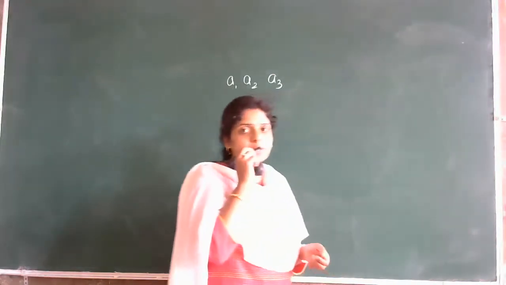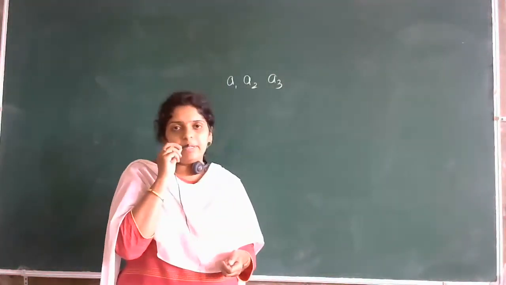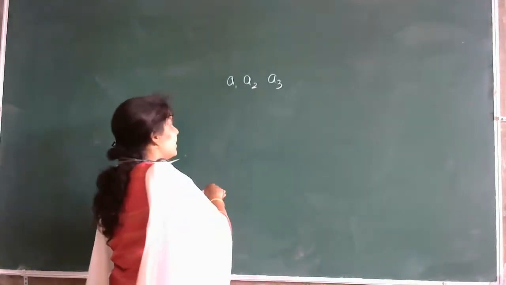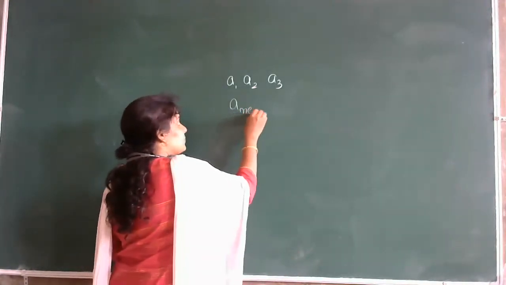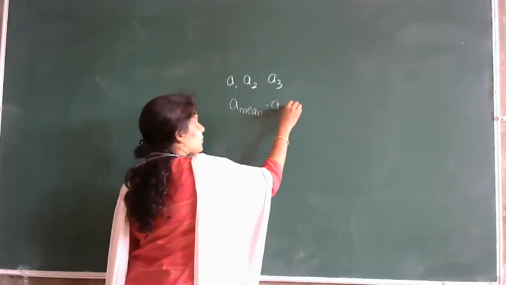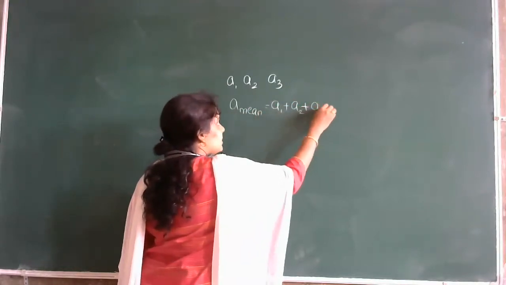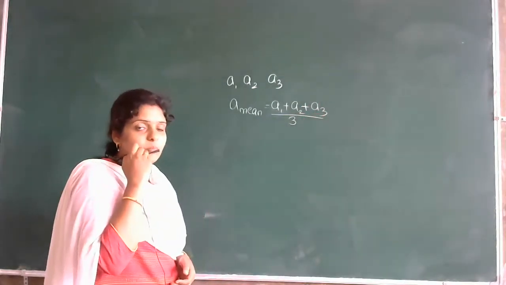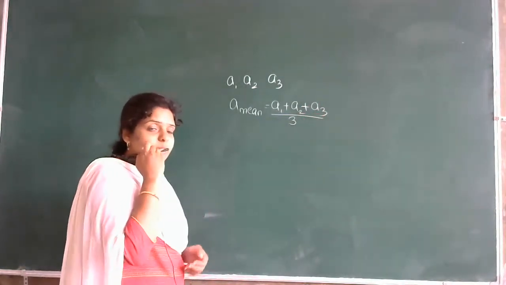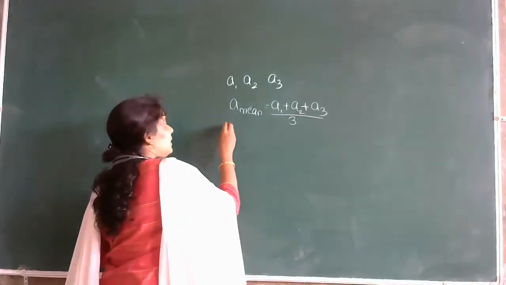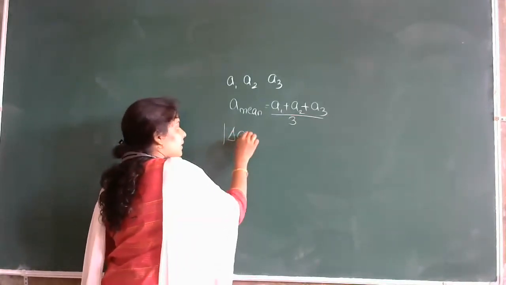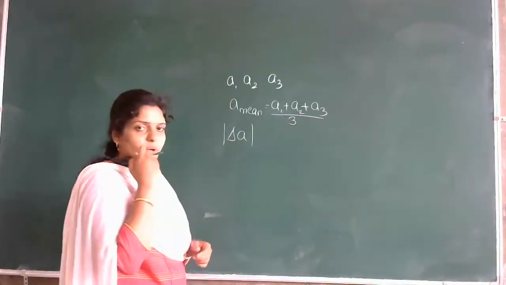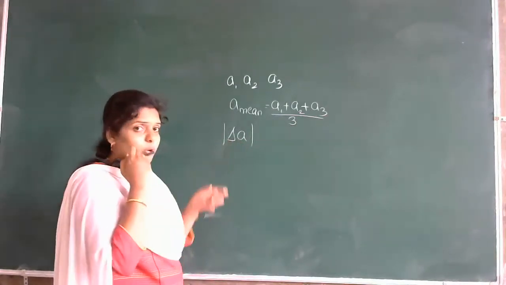Suppose we have three numbers like a1, a2, a3. How do we take the mean of these three numbers? The mean is taken as a mean equals a1 plus a2 plus a3 whole divided by 3. This is the mean value. Your absolute error is denoted by mod of delta a.